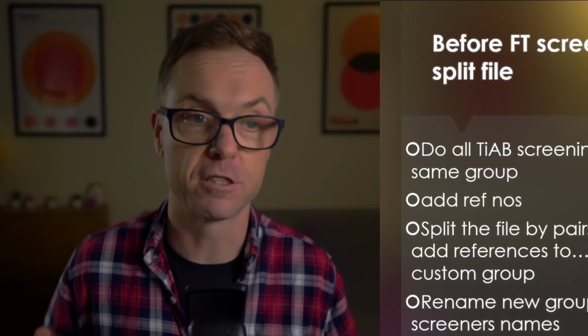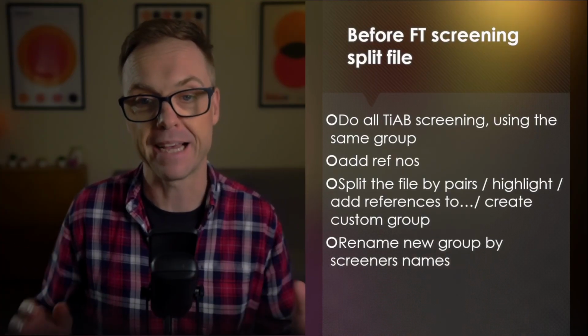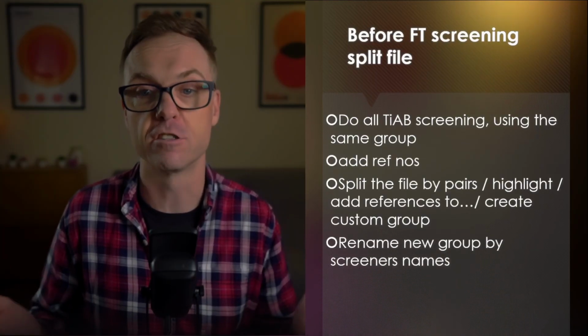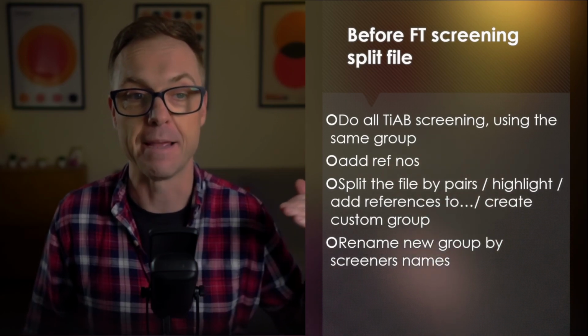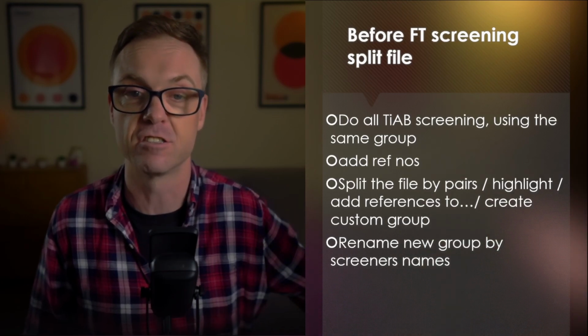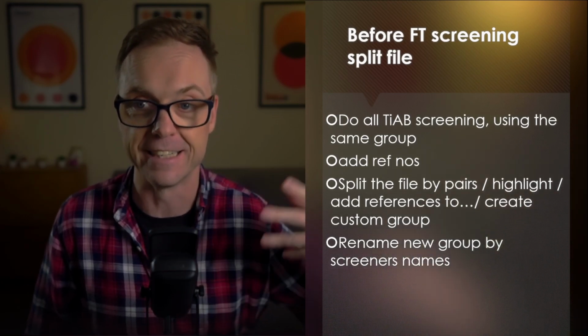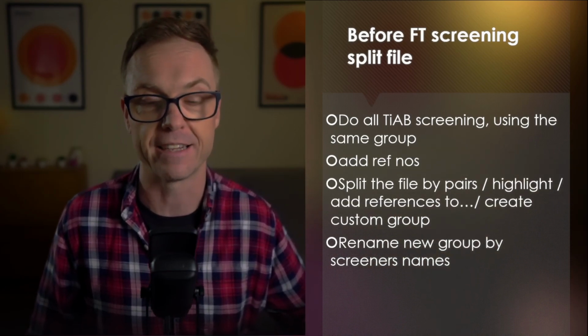Before we search for full text so we can do screening, because it's a pain to share the large files that contain the full text attachments, it makes more sense to split the EndNote library that contains all your screened and de-disputed records in it before we search for full texts.